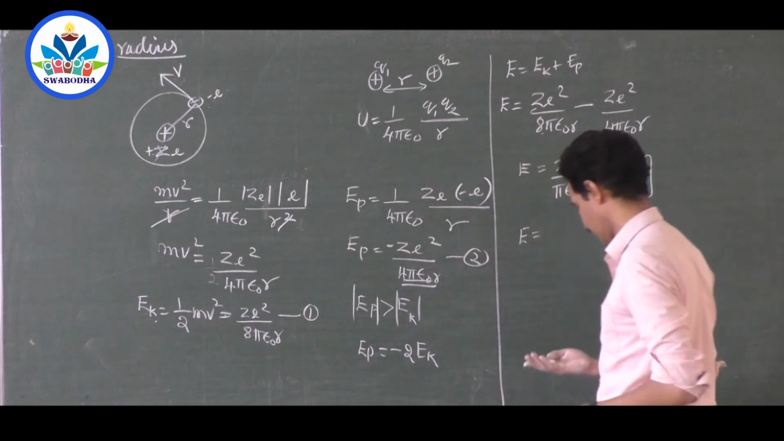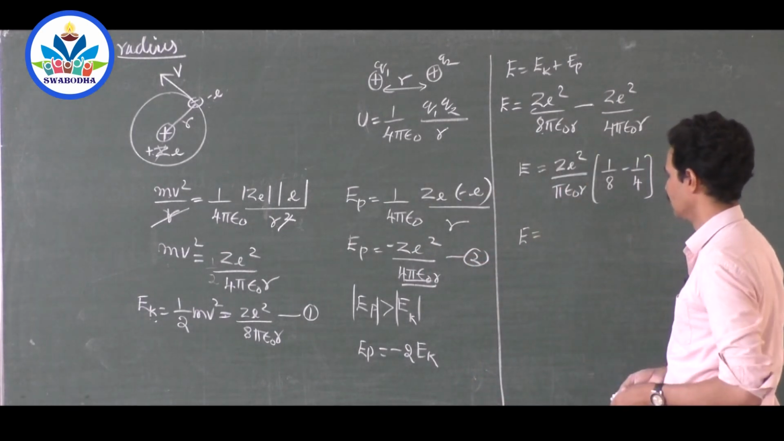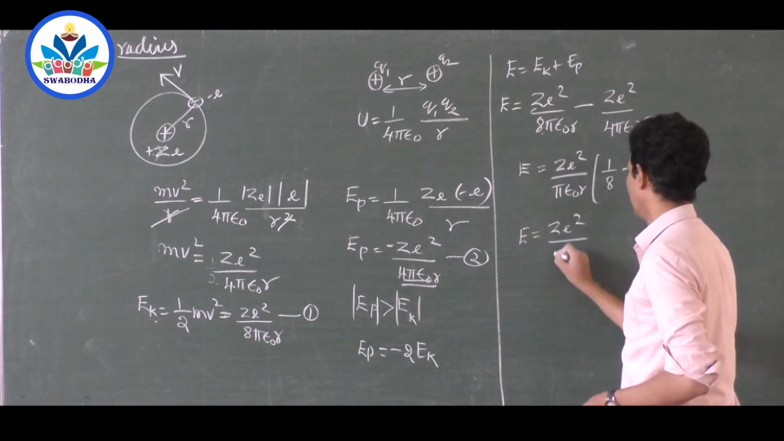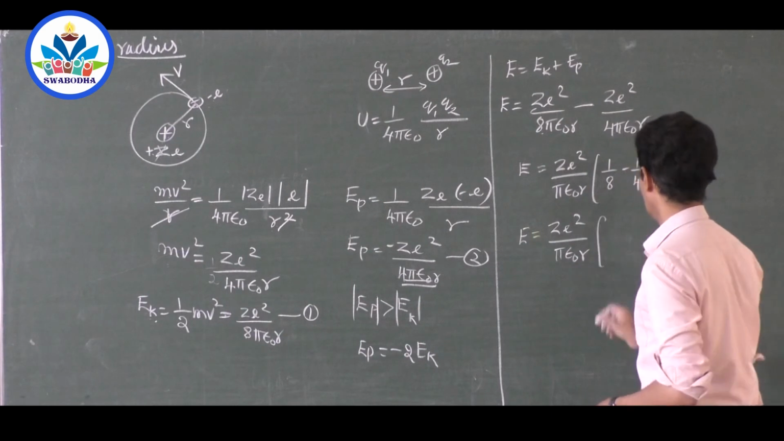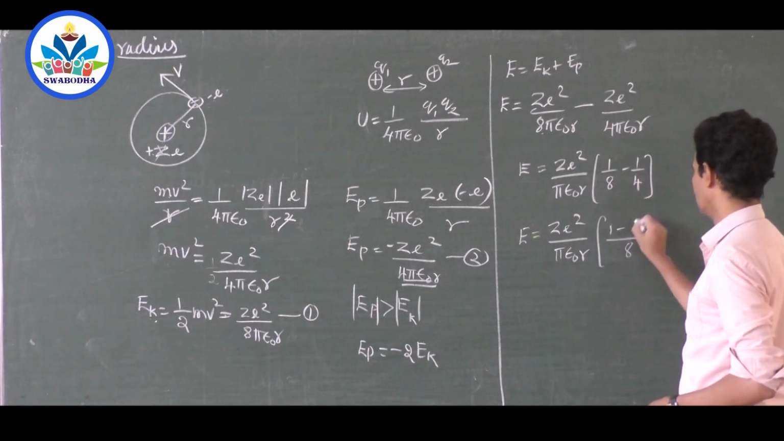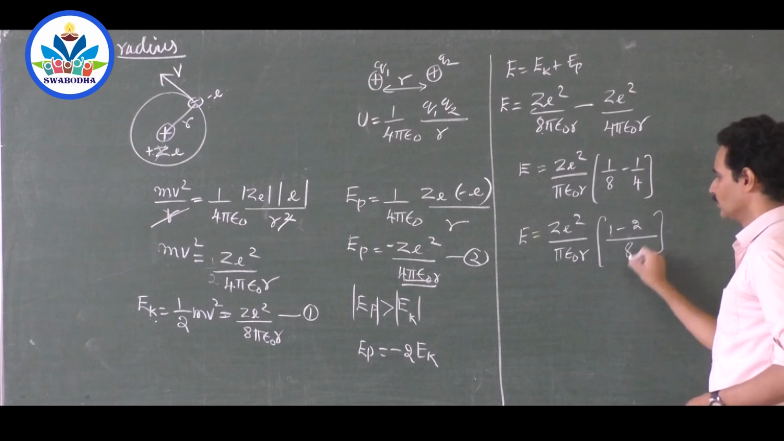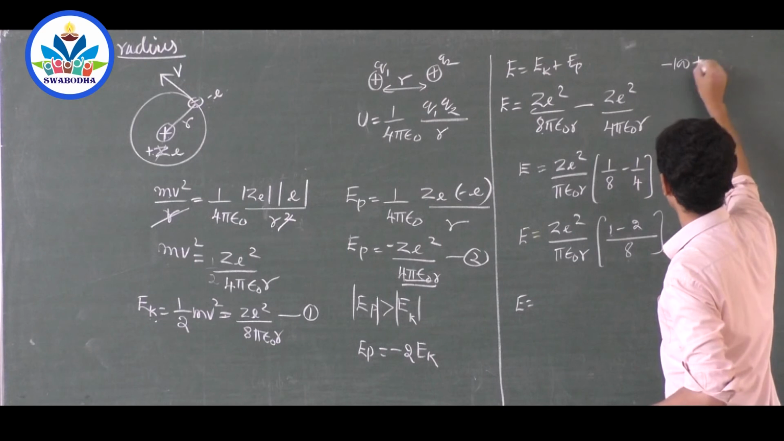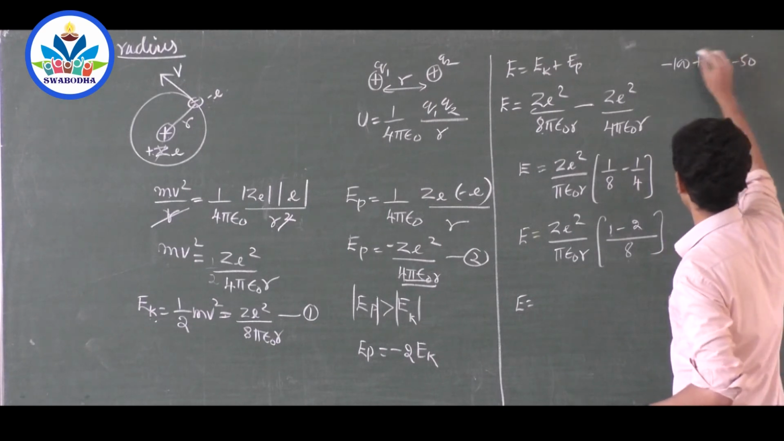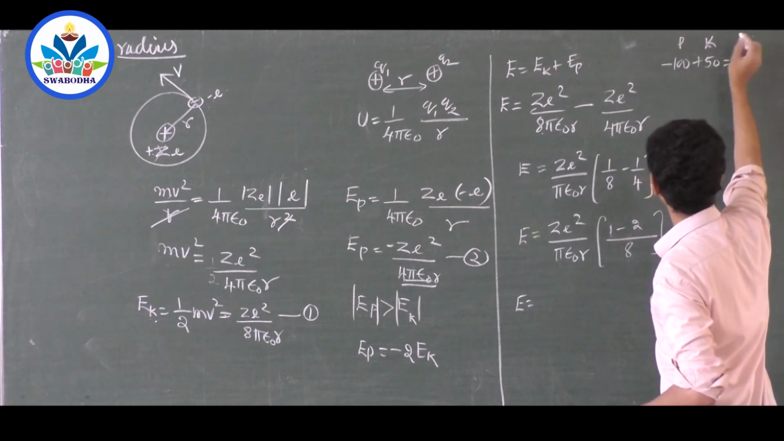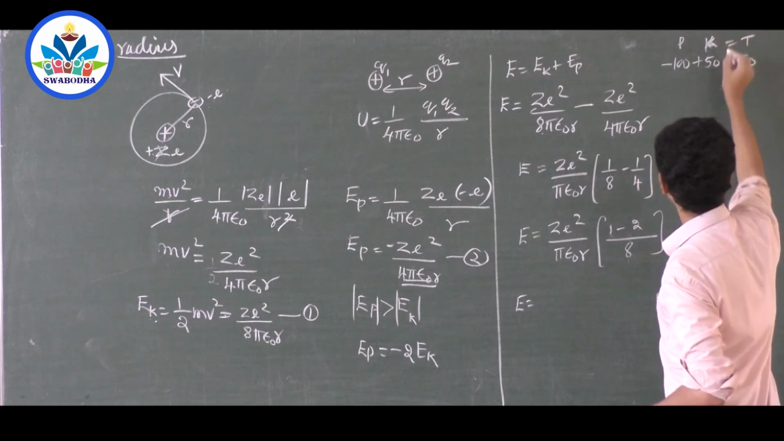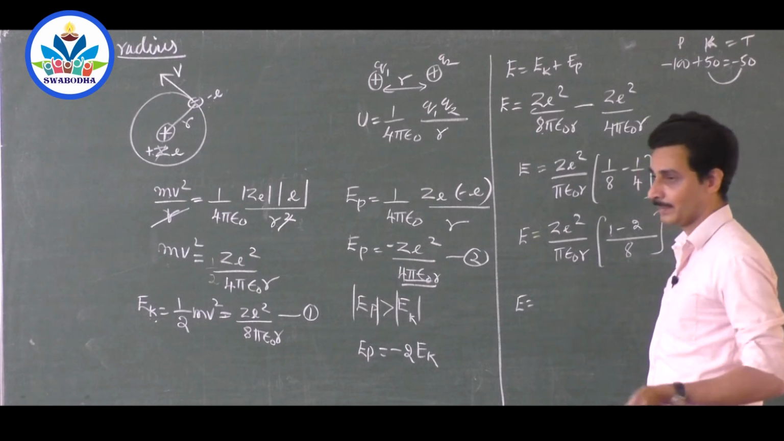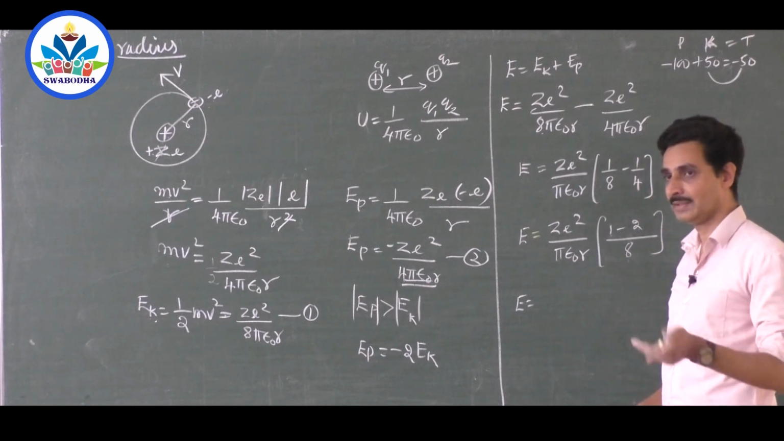chalk absorbs moisture and it is not strong now. Z square by pi epsilon naught r into 8 common, 1 minus 2, minus 1 by 8. So total energy is negative. Do you remember that minus 100 plus 50 is equal to minus 50, potential, kinetic and total, right? So the answer here is the same as kinetic but negative. Total energy is the same as kinetic but negative, but potential energy is double the kinetic.